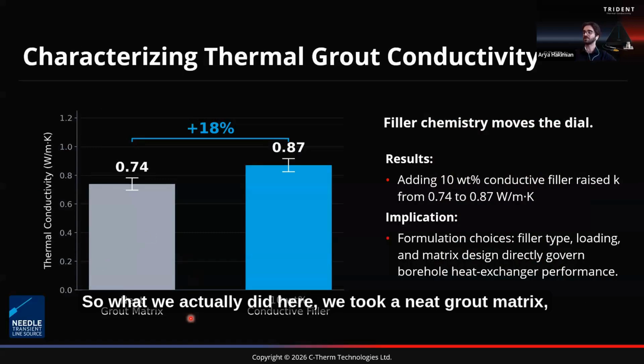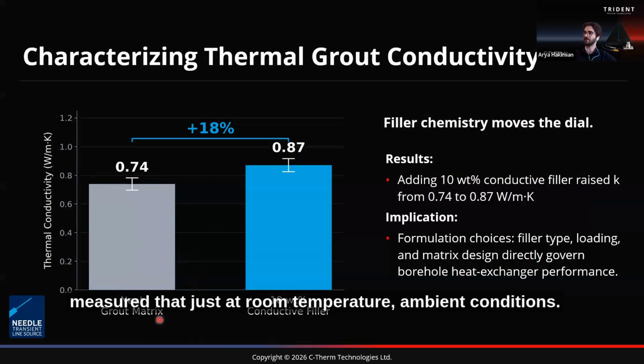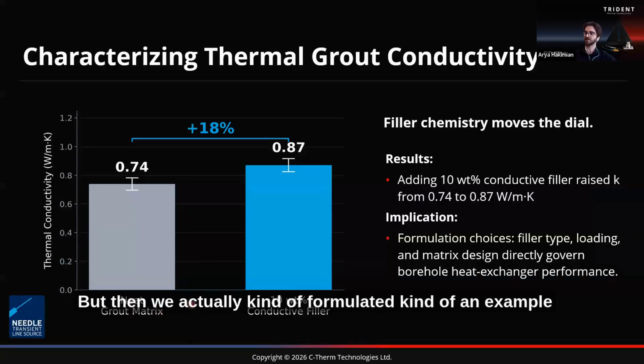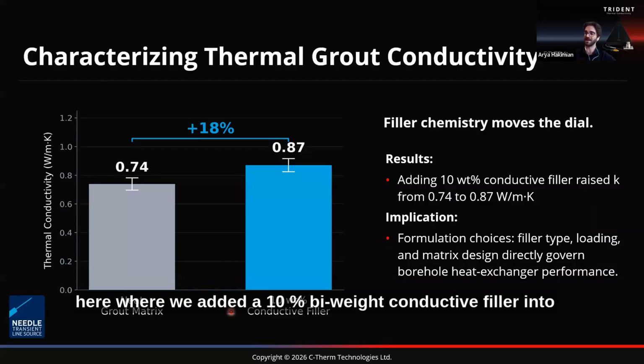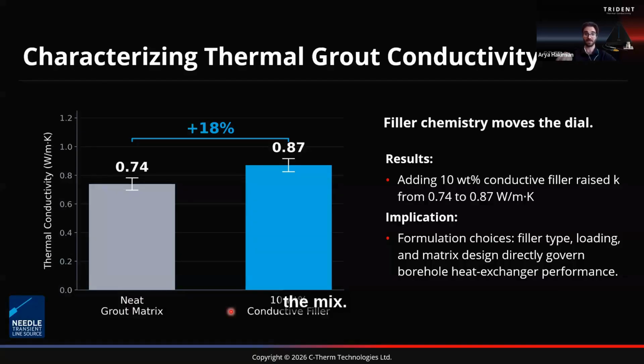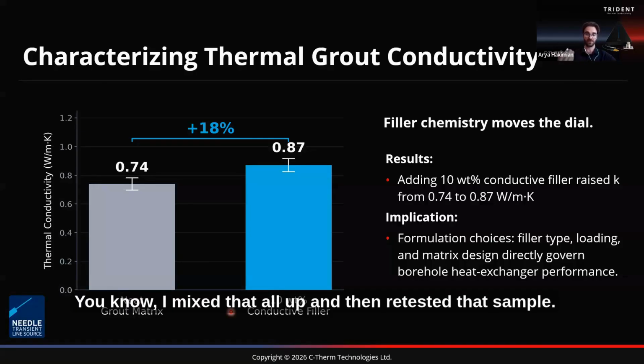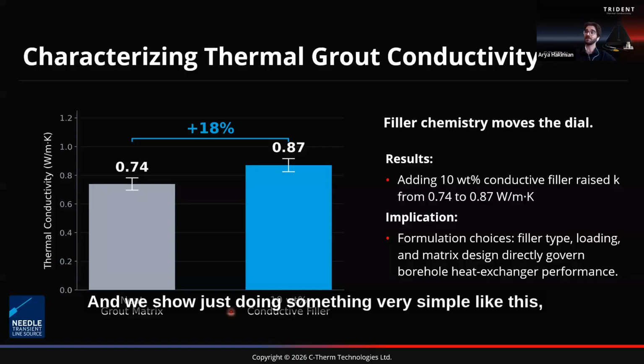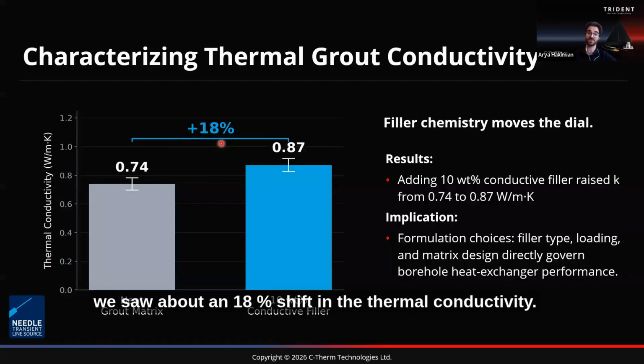What we actually did here, we took a neat grout matrix and measured it at room temperature, ambient conditions. Then we formulated an example where we added a 10% by weight conductive filler into the mix. I mixed that all up and then retested that sample. Just doing something very simple like this, we saw about an 18% shift in the thermal conductivity.